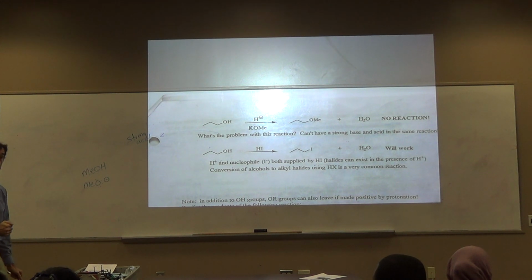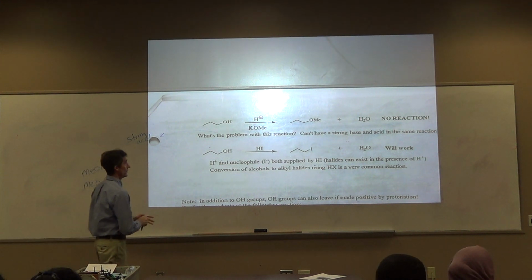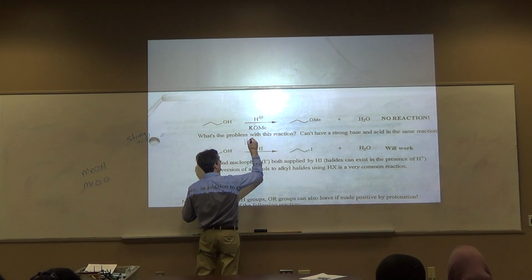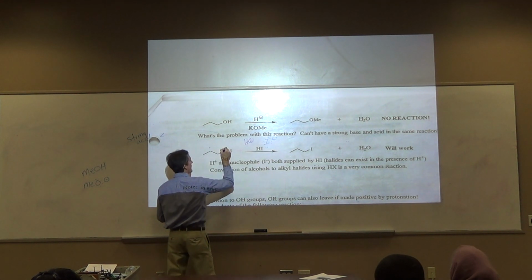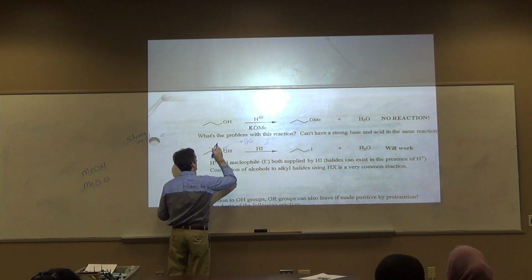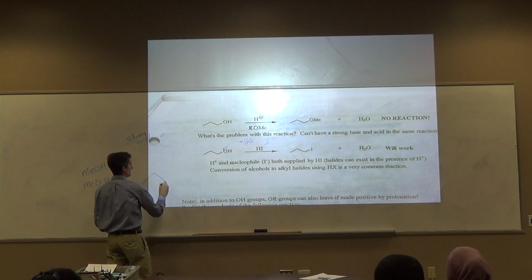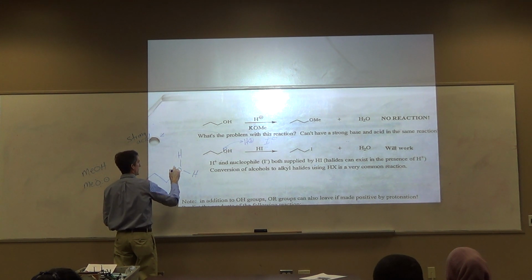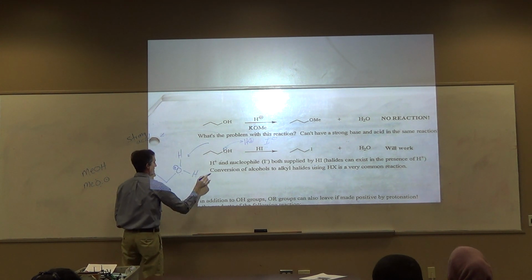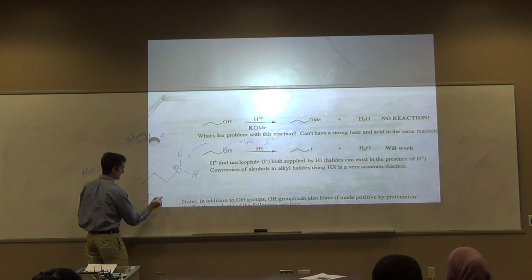Protonate it with a strong acid. Do we have a strong acid available? HI is a strong acid. You can just show this ionized, H plus and I minus. And we can protonate. We've already done this previously. Get to that point, right? Now the I minus, what do you want to do next?